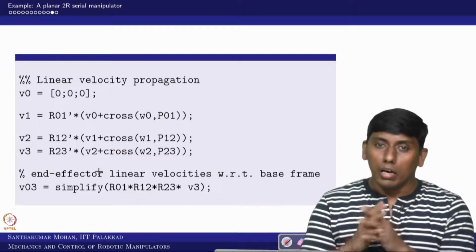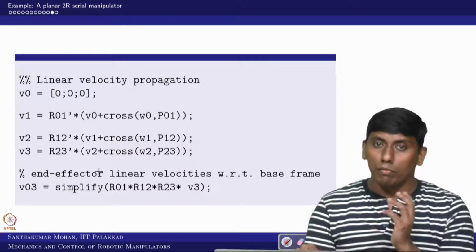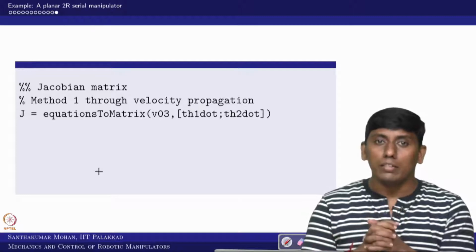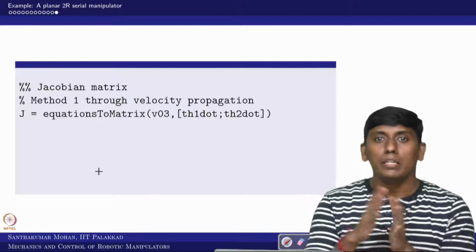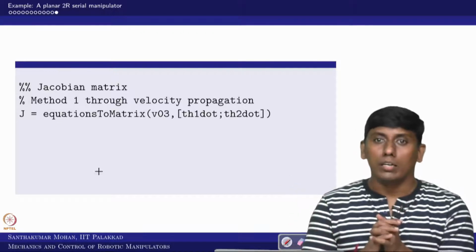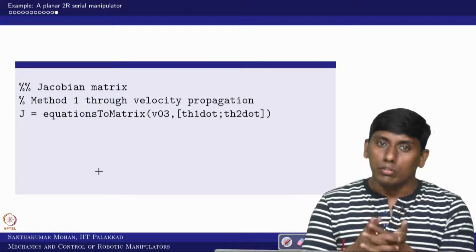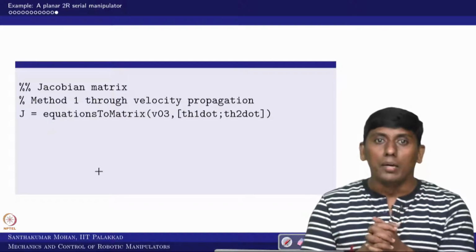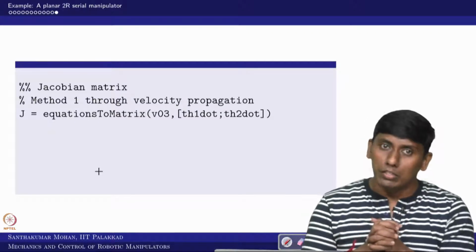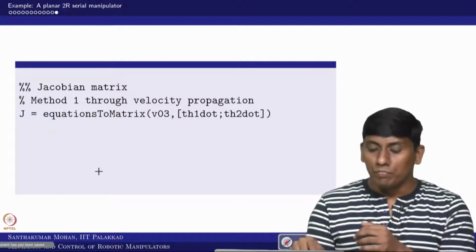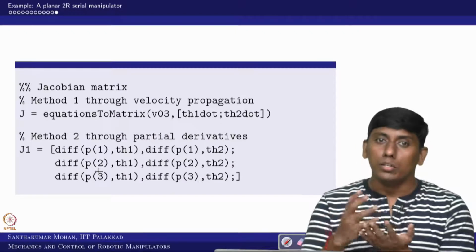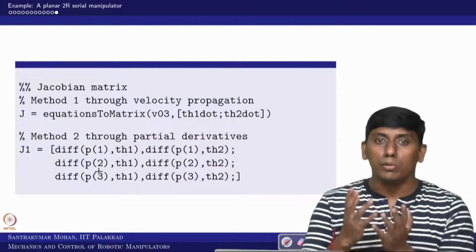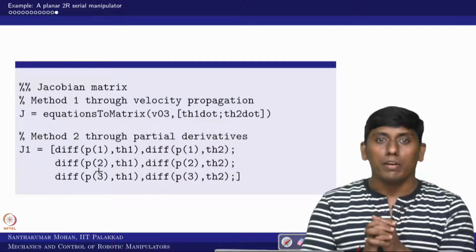Here the simplify command is just to simplify the overall equations. So now we will see this further. Once you obtain this, we want the Jacobian matrix, which would be the coefficient of theta 1 dot and theta 2 dot. This coefficient we can get using a simple MATLAB command called equationsToMatrix, or once you know the position vector from the forward kinematic model, you can do the partial differentiation with respect to the q vector. That is what we have done here.